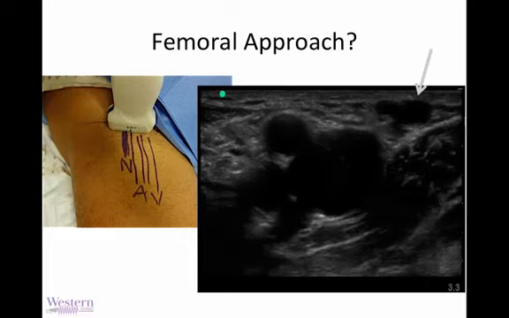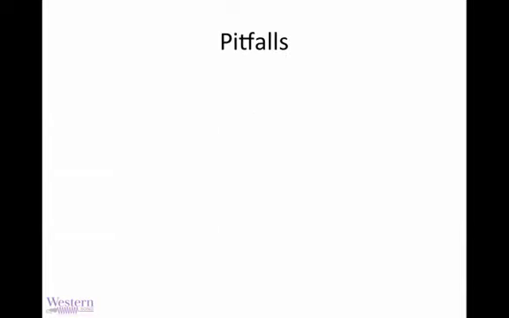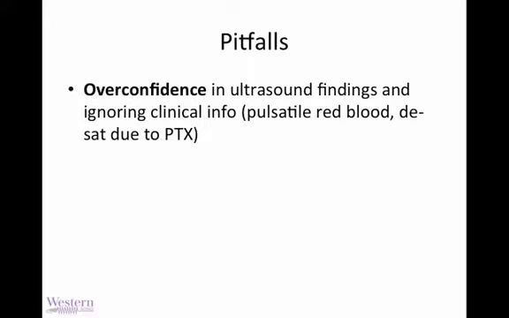It's because you may be in a branching vein of the femoral vein. So, other pitfalls to be mindful of. The biggest one, I would say, is overconfidence in your ultrasound findings. You see a spot on the screen, it looks like it's in a vessel, and you believe that you're in the vessel even though you have pulsatile blood or a gush of air preceding that or after that.